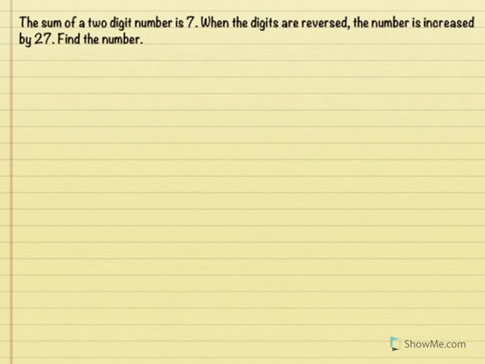Hey everyone, here we have a good question from our exam review for grade 10, and this is a linear systems question. It says the sum of the digits of a two-digit number is 7. When the digits are reversed, the number is increased by 27. Find the number.